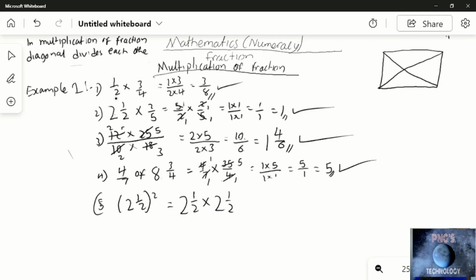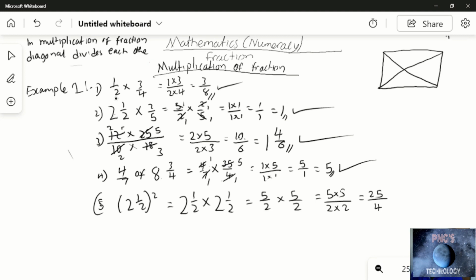So changing that mixed fraction into improper fraction, we have 2 times 2 is 4, plus 1 is 5. So we have it as 5 over 2 times 5 over 2. So 5 times 5, that is 5 times 5 all over 2 times 2. 5 times 5 is 25, all over 2 times 2 is 4.